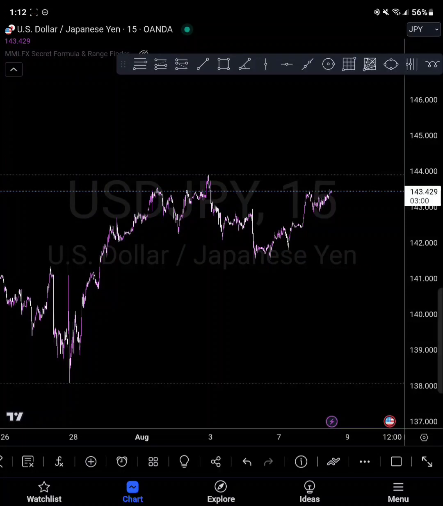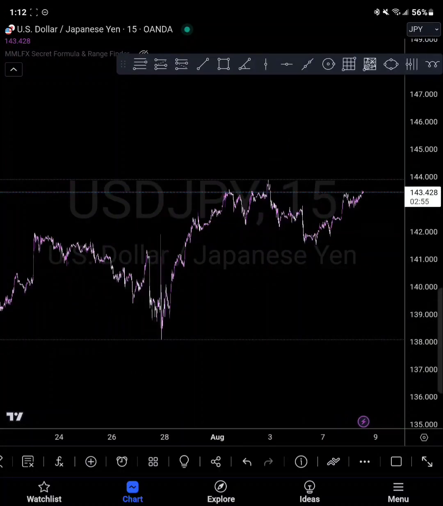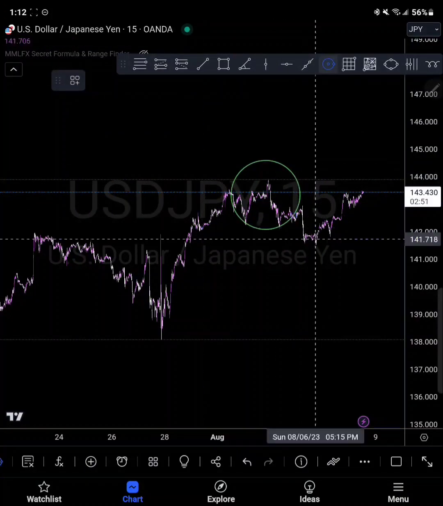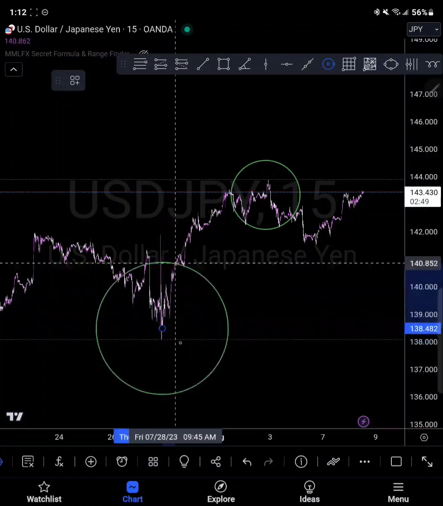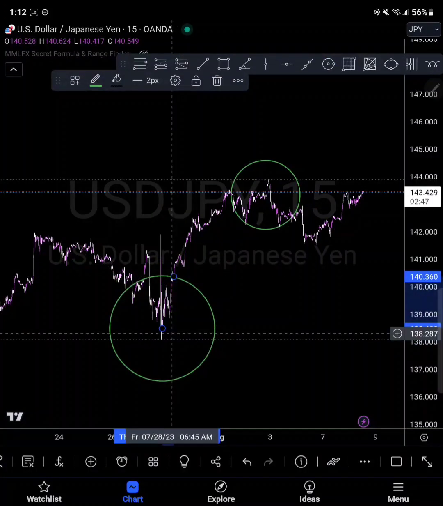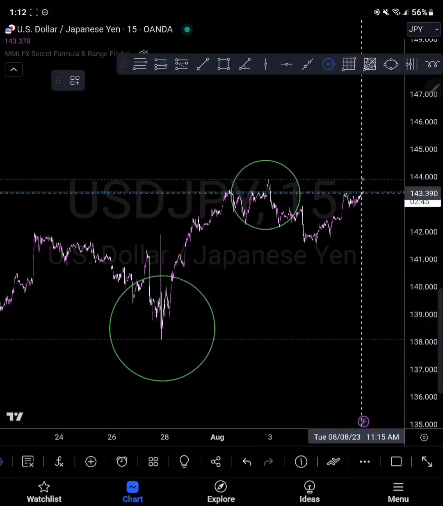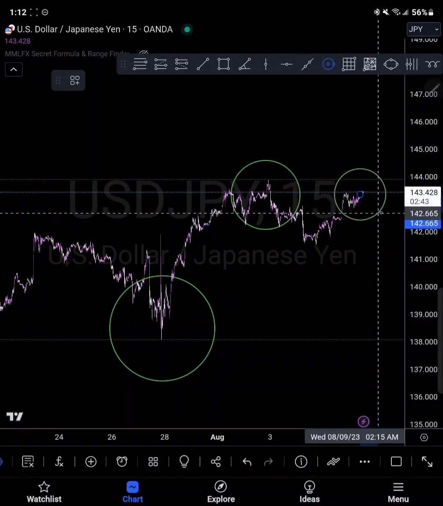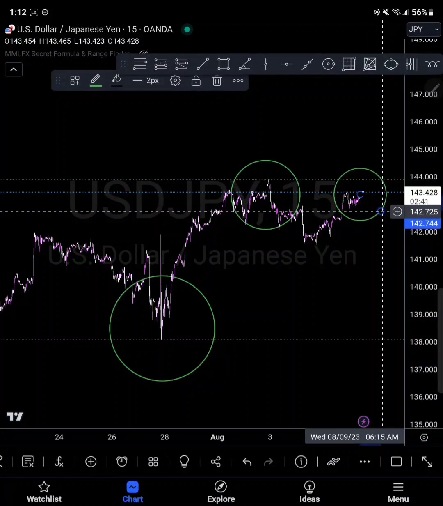So first things first, you need to draw some circles. Okay, you need to find a prominent high, a prominent low. I would say that this high and this low are probably our prominent highs and prominent lows to forecast things happening over here, if that makes sense.